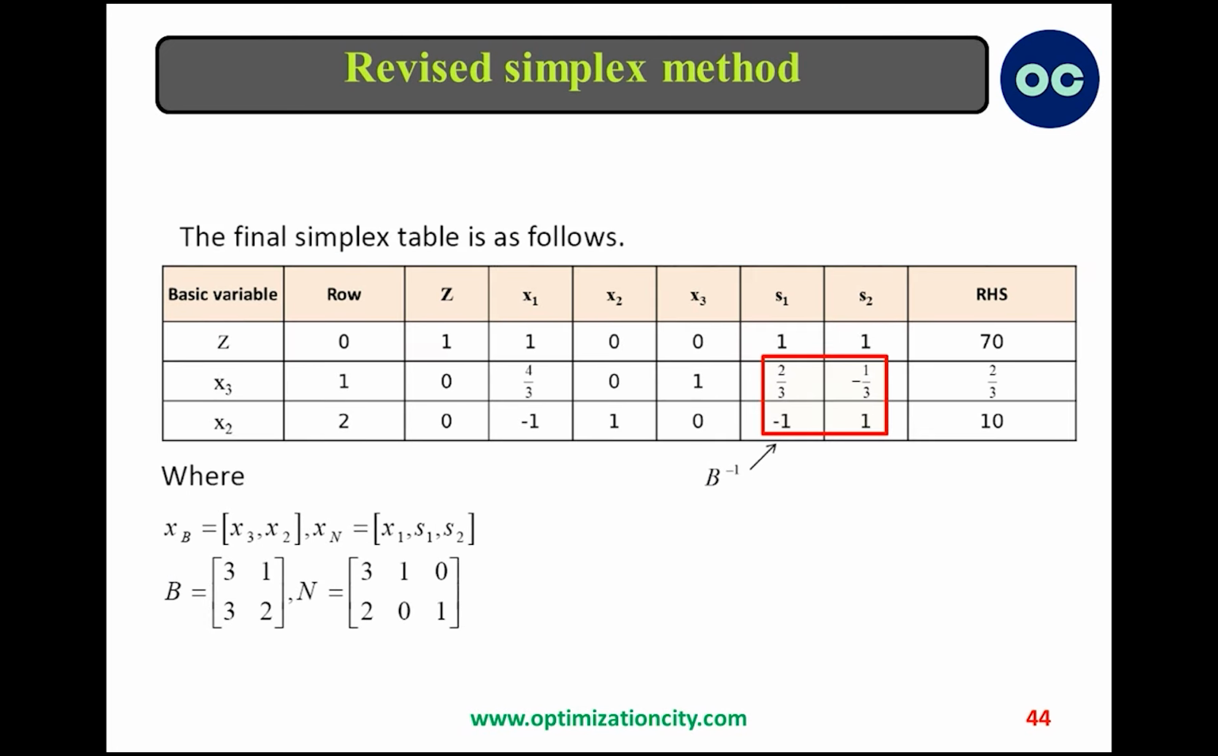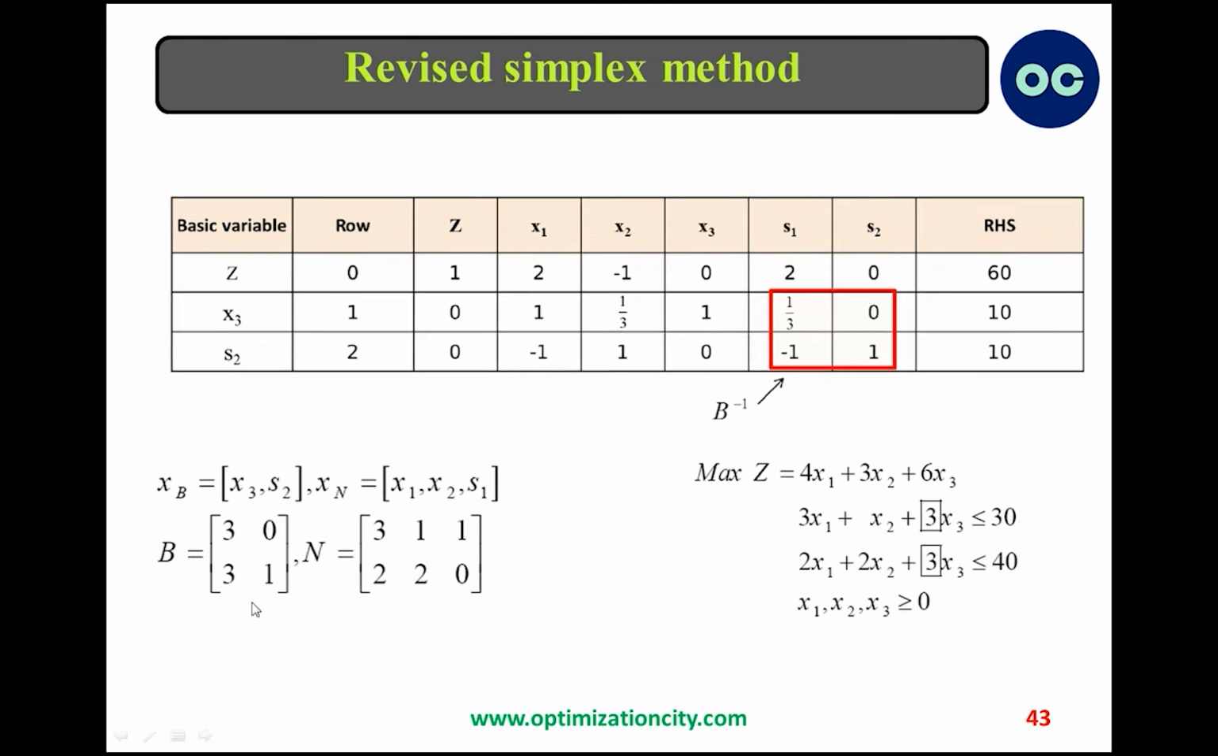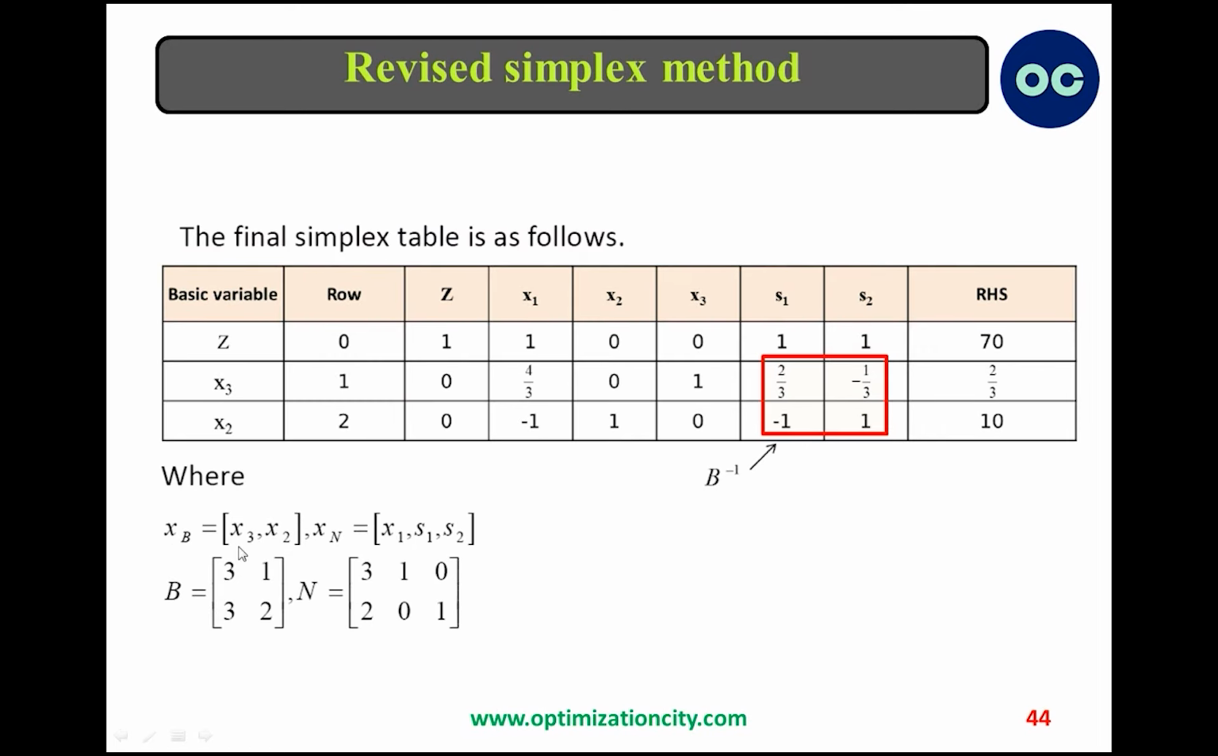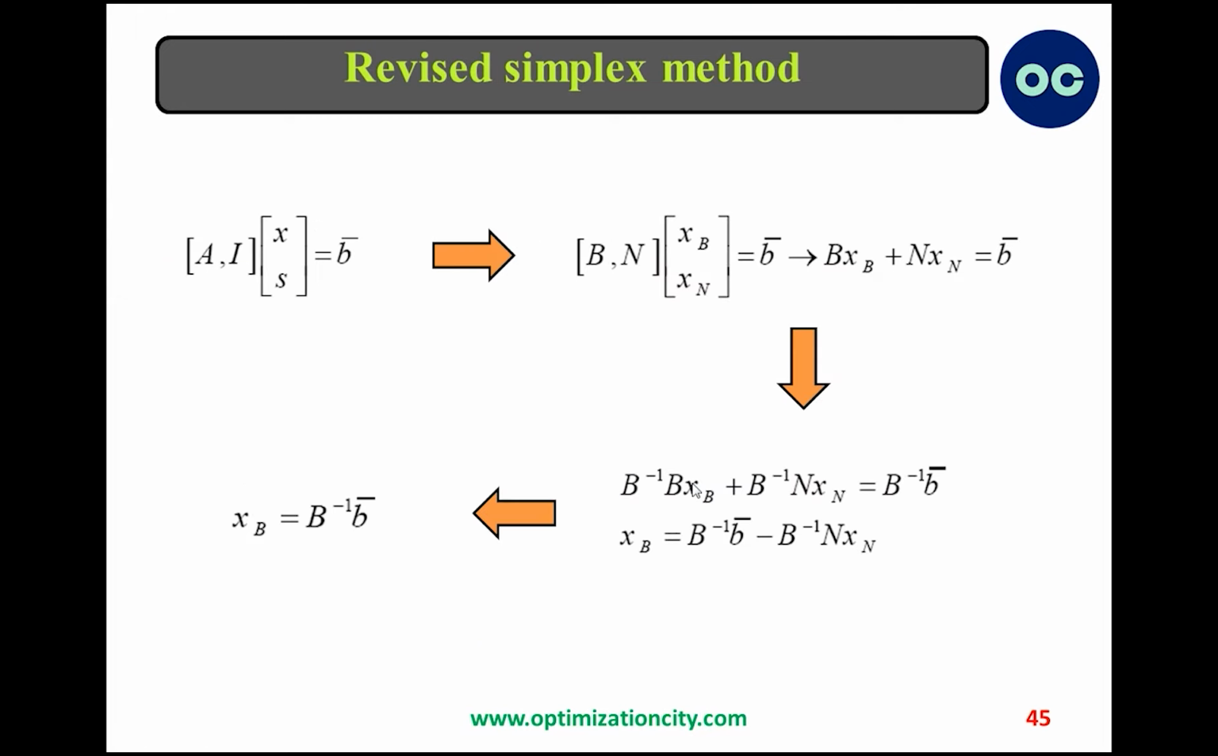This is the final table of the simplex method. The matrix B is the coefficient of the basic variables in the initial table. We have x3 and x2 as basic variables, and the coefficients of those variables here are x2 and x3, 1 and 2. Okay, the coefficients of x3 and x2, and N is the coefficients of x1, s1, and s2 in the initial table. And this is the B inverse, and you can see that we have the optimal solution in this table.